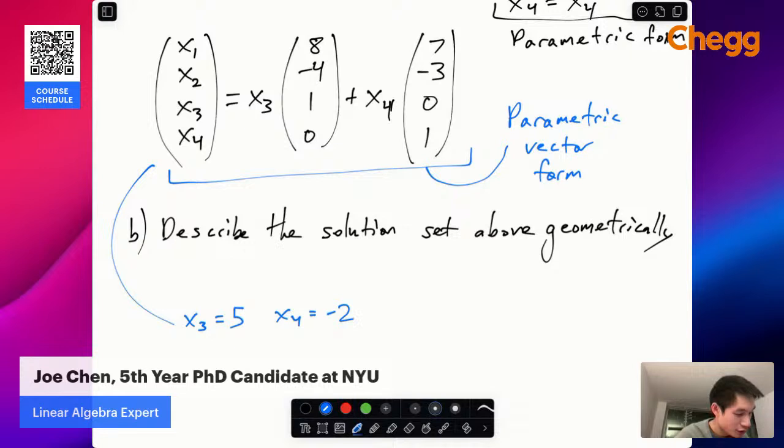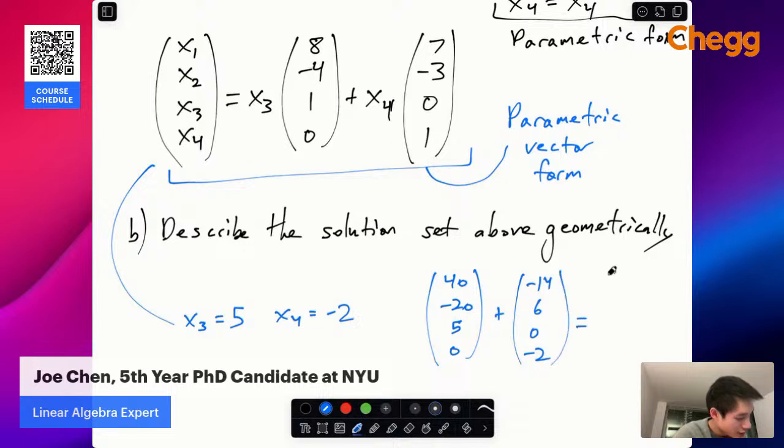So for these two numbers, I end up with, okay, what do I get? I get 40 minus 25, 0, plus minus 14, 6, 0, minus 2. And it's not important what the numbers are, but let's see, what is it? We got 26, minus 14, 5, and minus 2.